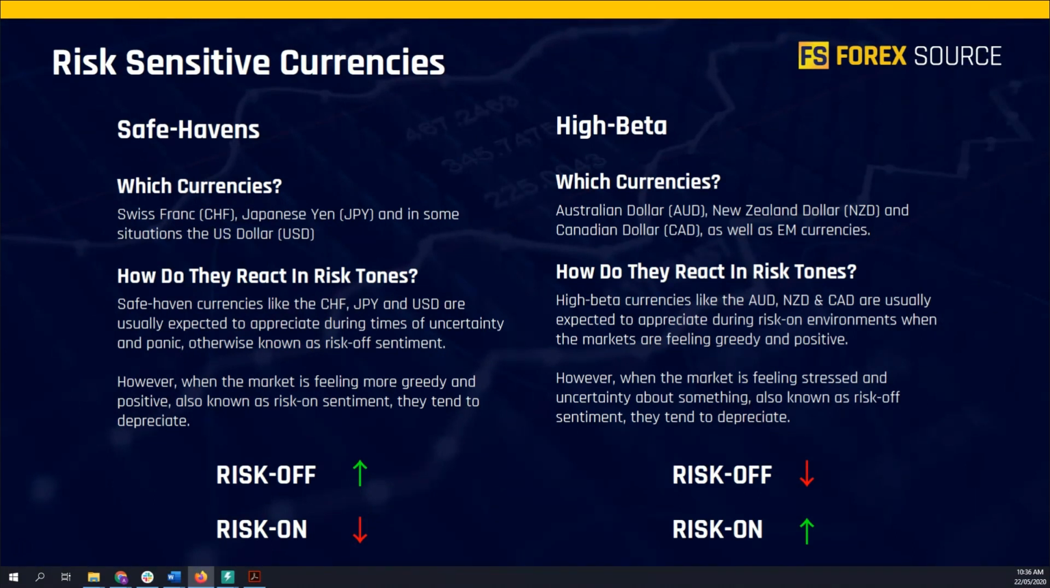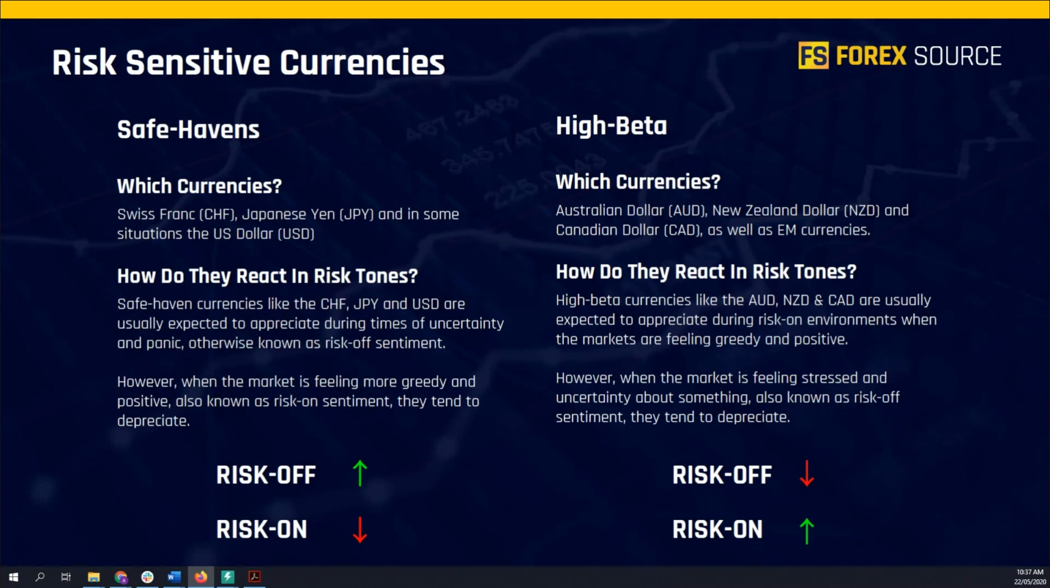Then we also have currencies like the Swiss franc, Japanese yen, and US dollar, which are considered safe haven currencies. So they're expected to appreciate during risk off sentiment and depreciate during risk on sentiment. Now, this is one of the most important currency correlations to understand from both a macro fundamental, but also a very short-term sentiment point of view as well.